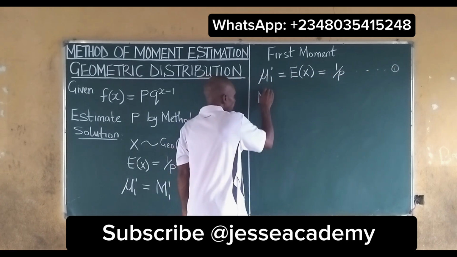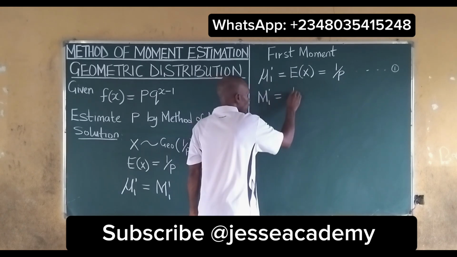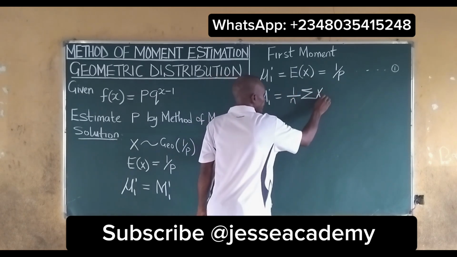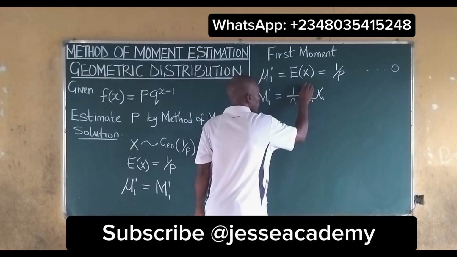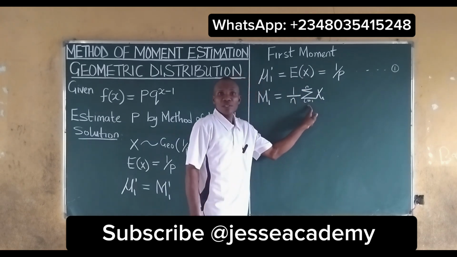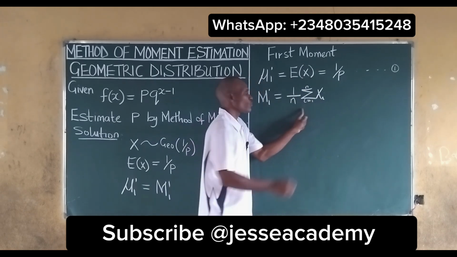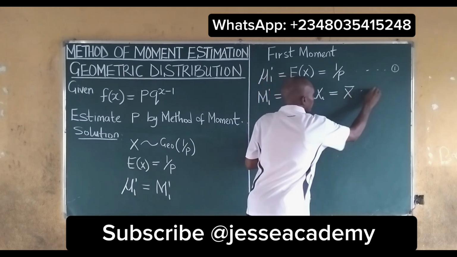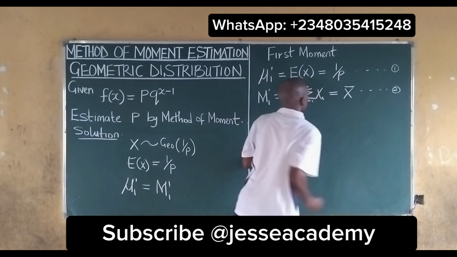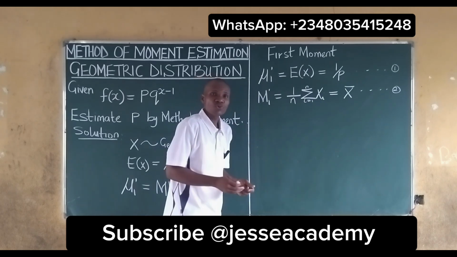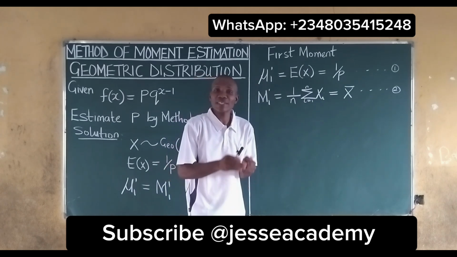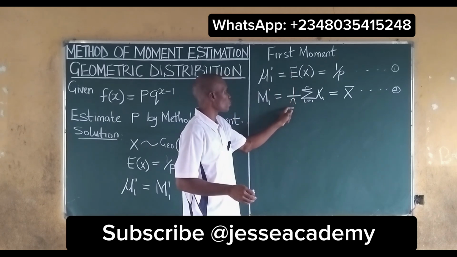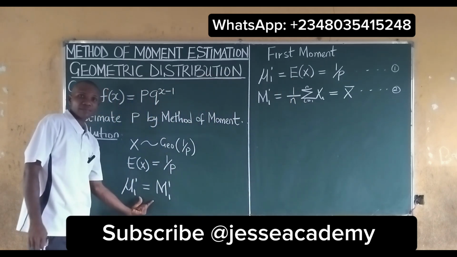Also, the sample mean is given as 1 over n times the summation of x_i, as i runs from 1 to n. And we know that this is equal to x bar. We take this as our equation 2. The next thing to do to get the estimate of p is to combine equation 1 and equation 2.